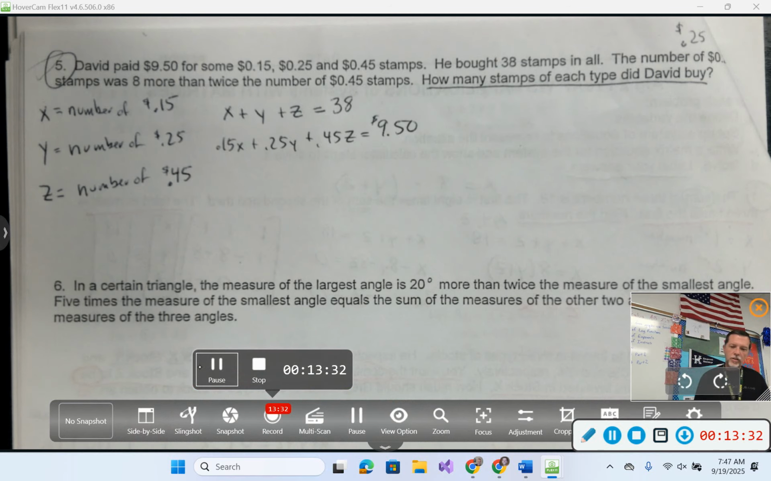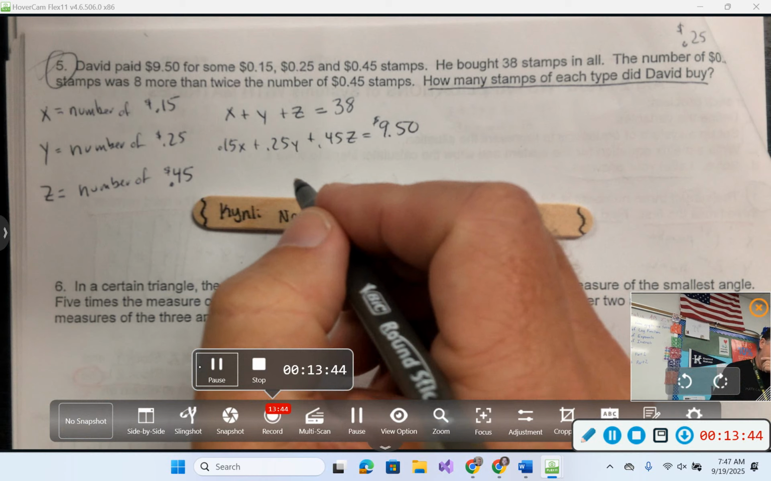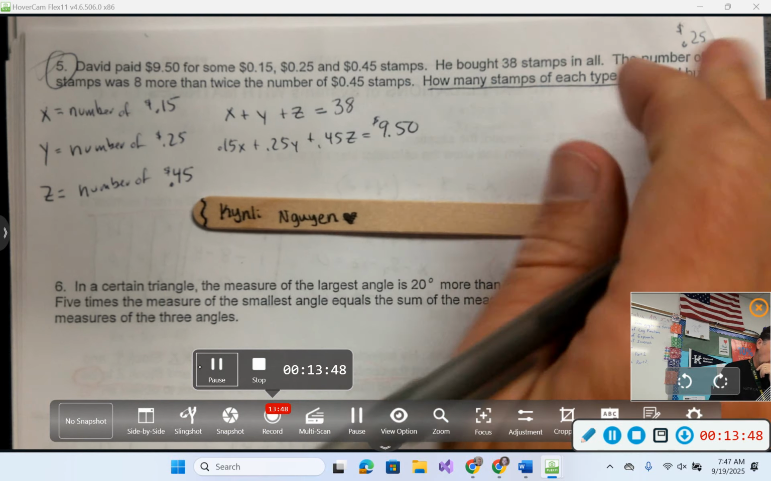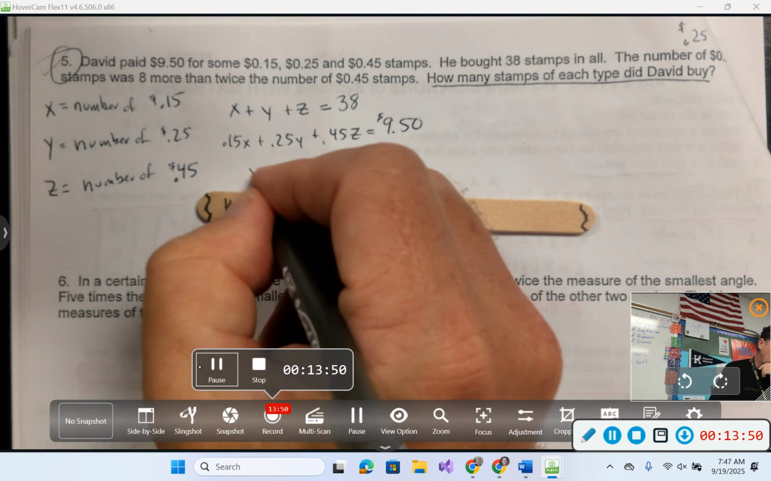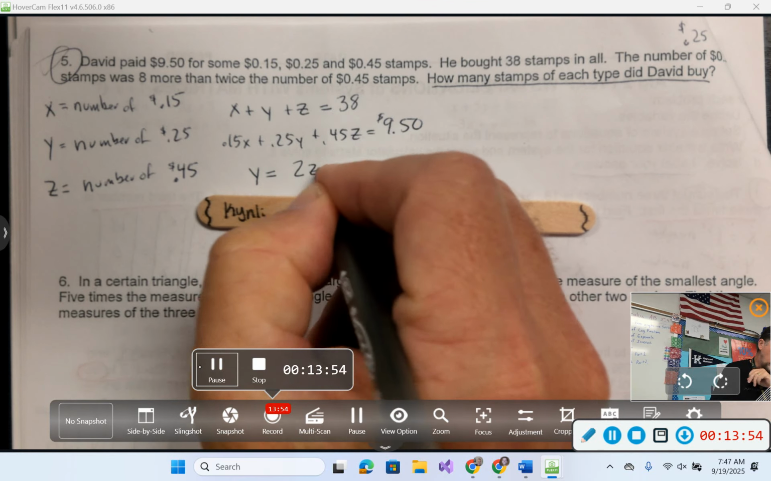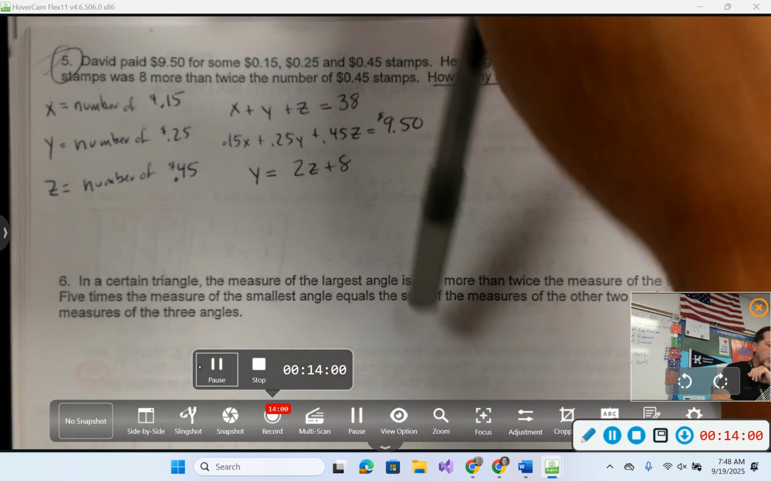And now there's one more to go. As soon as I can find someone who's here. Kinley's here. Kinley, what about a third equation? Y equals 2z plus 8. The number of 25 cent stamps equals 2z plus 8. Yeah, that one was wrong on my key, so good job.